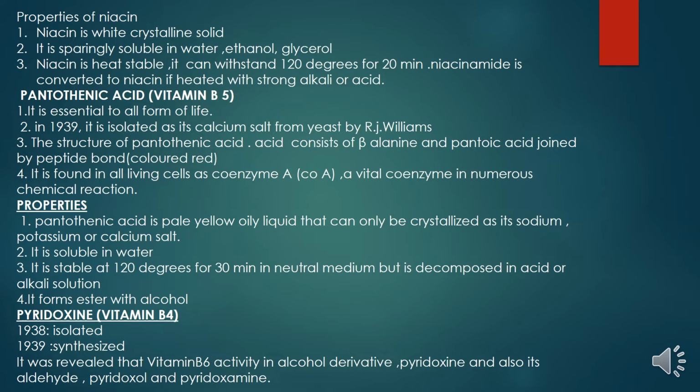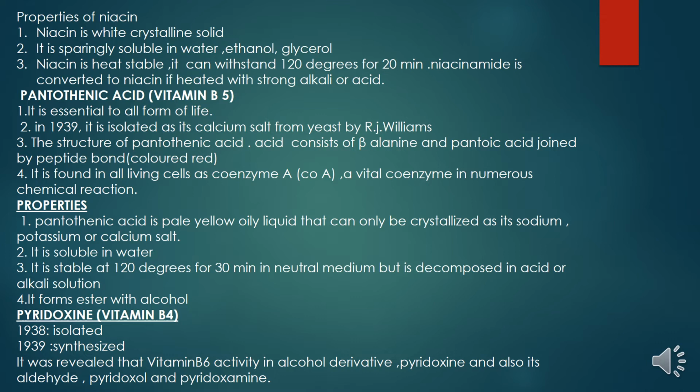What are the properties? It is a pale yellow oily liquid that can only be crystallized as a sodium, potassium or calcium salt. Soluble in water, it is very much stable at 120 degrees for 30 minutes in neutral medium and is decomposed in acid or alkali medium. It forms esters with alcohol.